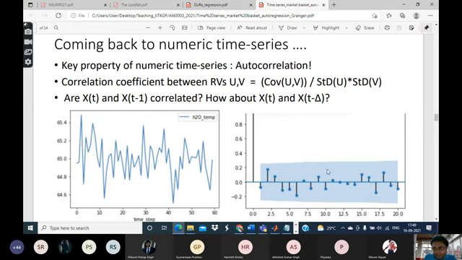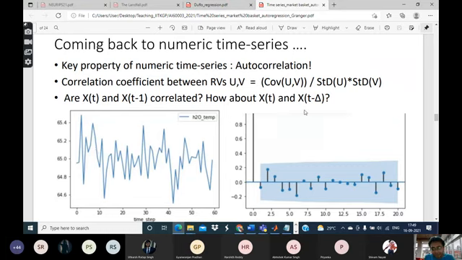So this plot, which I am showing on the right side, is for different values of lag, for different values of this delta, I am plotting the correlation coefficient. Needless to say, when delta equals 0, how much should the correlation be? 1, because you are just comparing the original time series with the original time series itself.